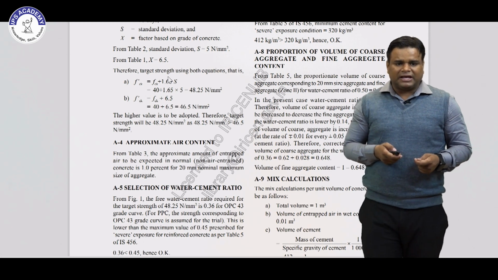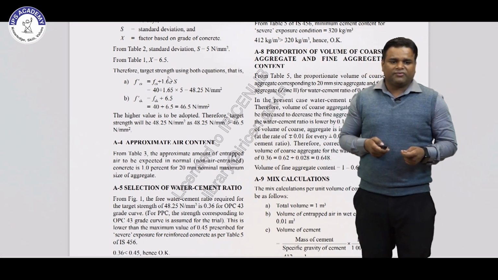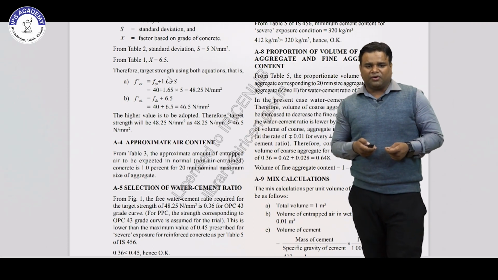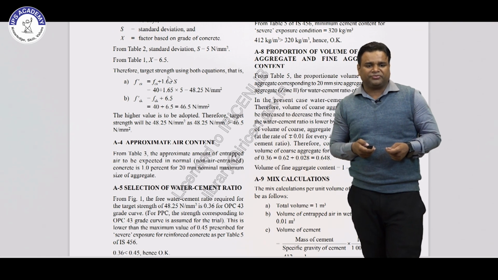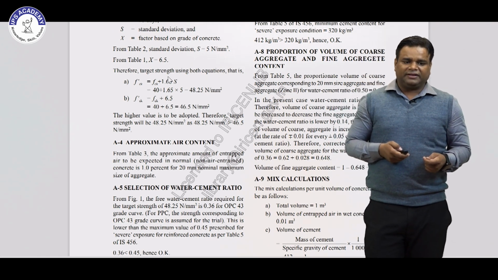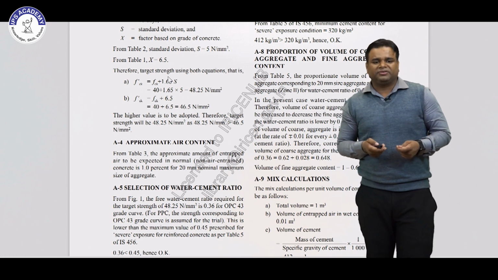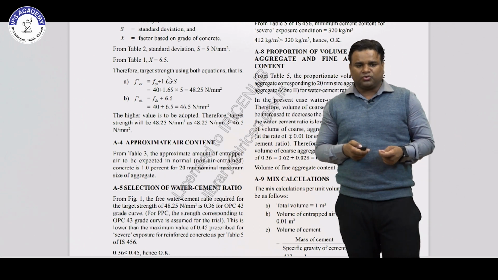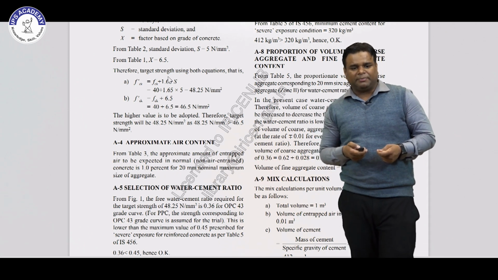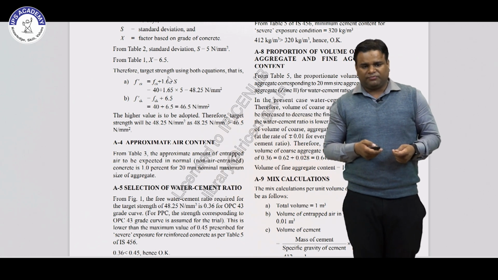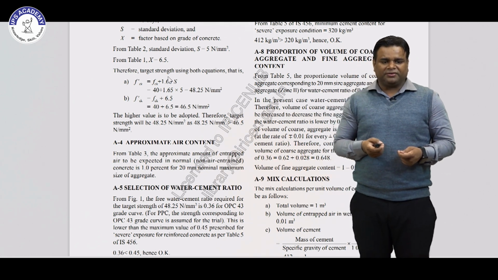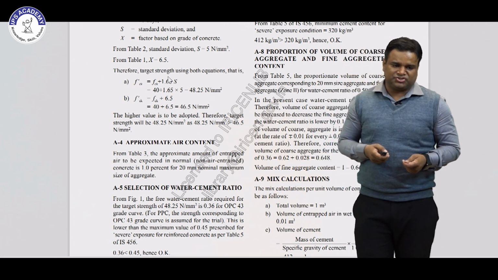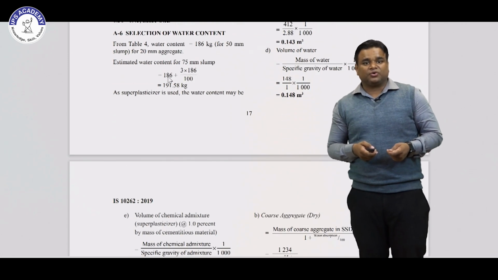So from table 3 and figure 1, the free water cement ratio required for the target strength is 0.36 for OPC 43 grade of cement. So for PPC, the strength corresponding to OPC 43 grade is assumed for the trial. So in this question they are taking OPC 43 grade as the PPC. So this is to be lower than the maximum water cement ratio as per table 5 of IS 456. Our 0.36 is less than 0.4, so we can use it. Hence okay.